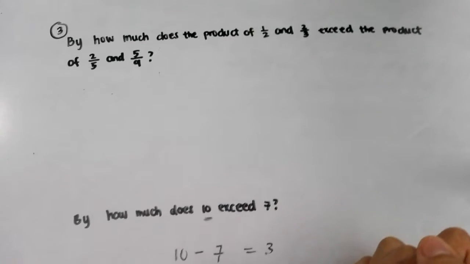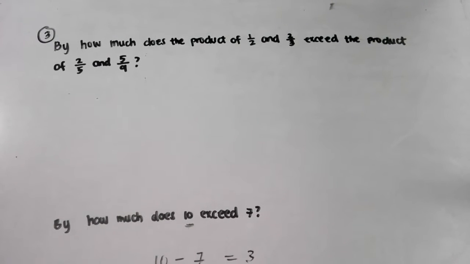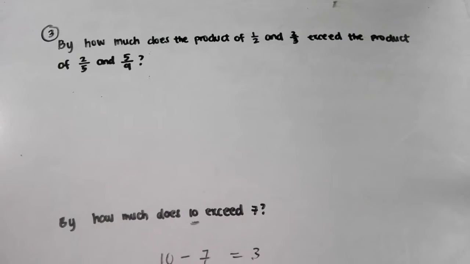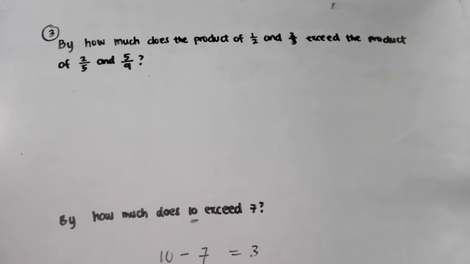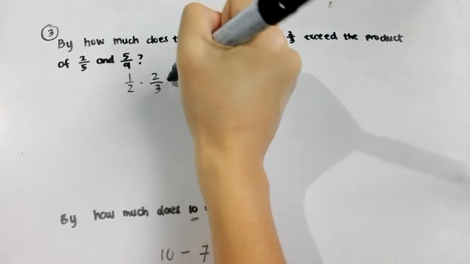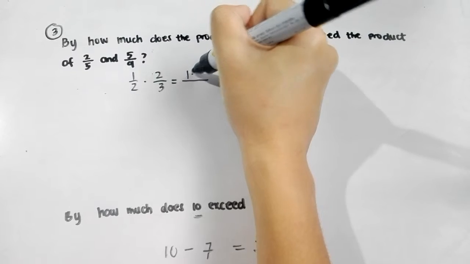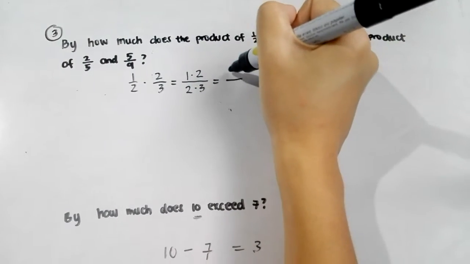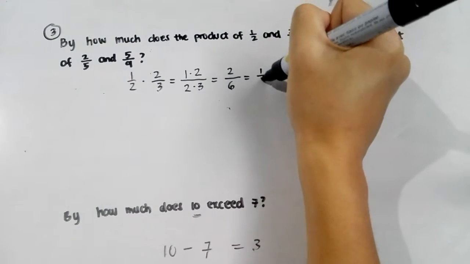So in our third problem, it states, by how much does the product of 1/2 and 2/3 exceed the product of 2/5 and 5/9? Now, before doing anything else, we get first the product of 1/2 and 2/3. So 1/2 times 2/3. Again, we multiply fractions by doing numerator times numerator over denominator times denominator. And so 1 times 2 is 2, 2 times 3 equals 6. So 2 over 6 is equal to 1/3.